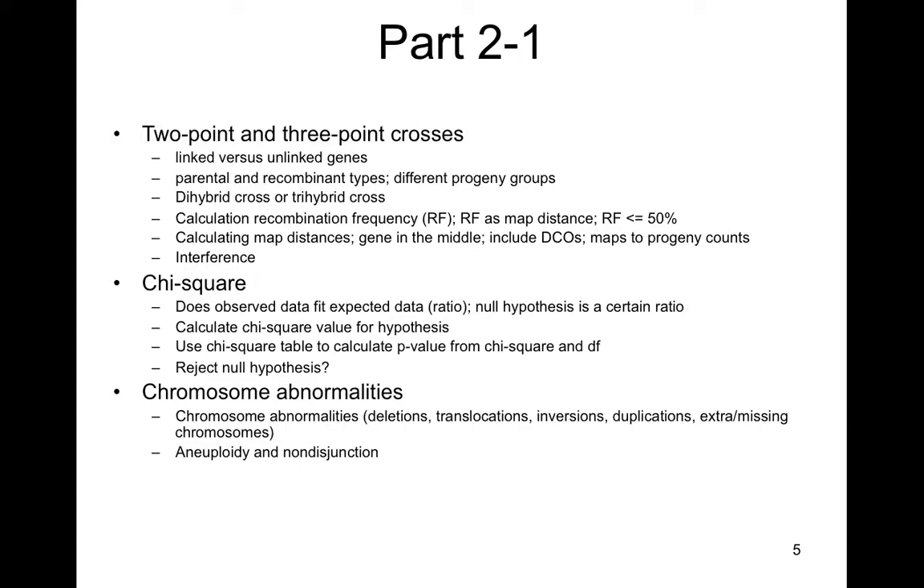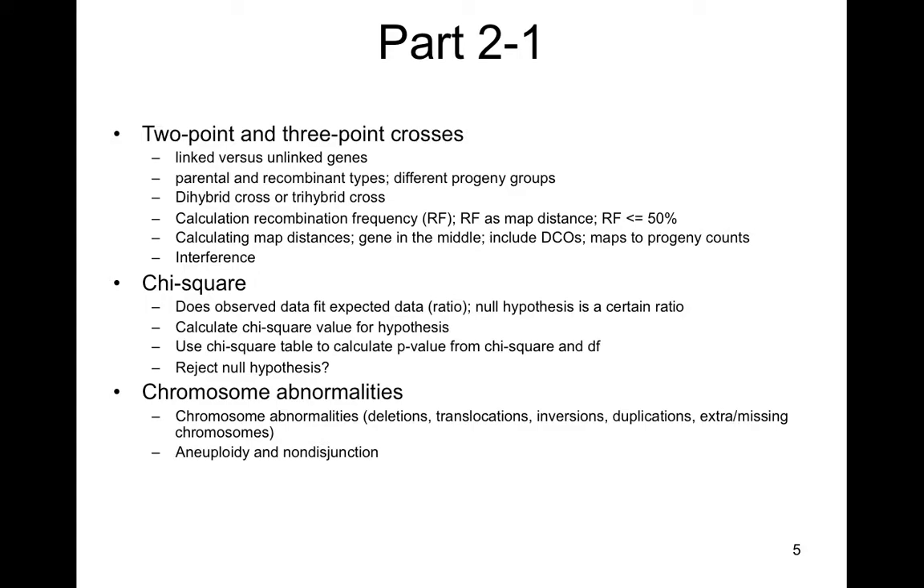So we have the idea of parental and recombinant types. So it matters how the alleles are paired on a given chromosome. And think about the different progeny groups, whether they're parental or recombinant. And then you can get recombination between alleles on the same chromosome. And we can calculate the recombination frequency by looking at the number of recombinant types over the total number of progeny. And the way we do that for a 2-point cross is through making a dihybrid cross, or in a 3-point cross by making the trihybrid cross.